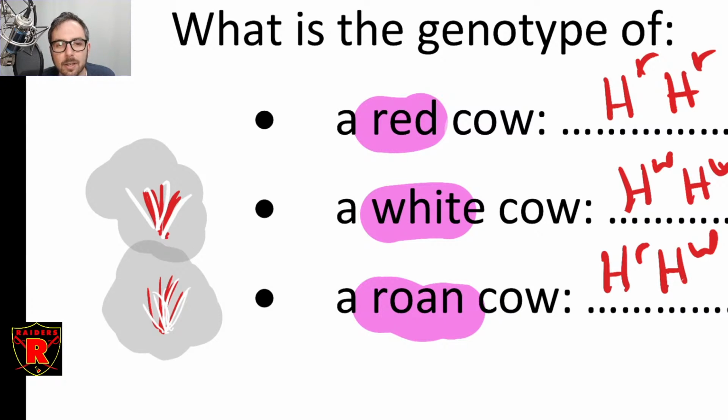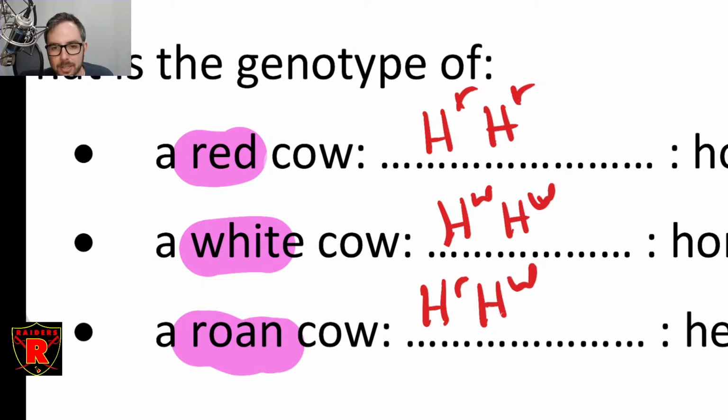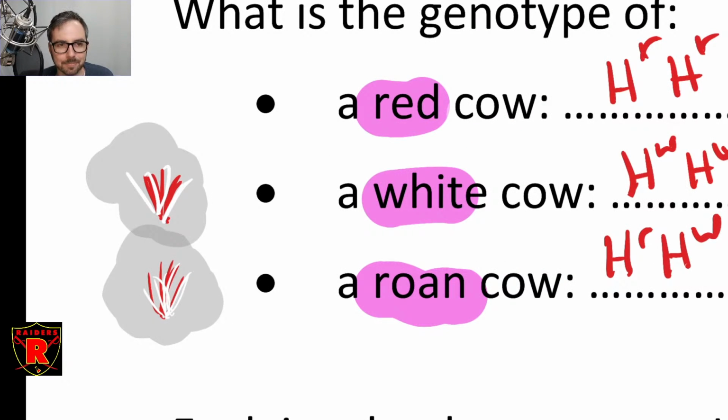So it's some white hairs and some red hairs, but both of these phenotypes are being expressed simultaneously. So red phenotype and white phenotype are both being expressed. That's roan. So it's not a hybrid. It's not a new thing that is a combination of the other two. It is both of them being expressed at the same time.